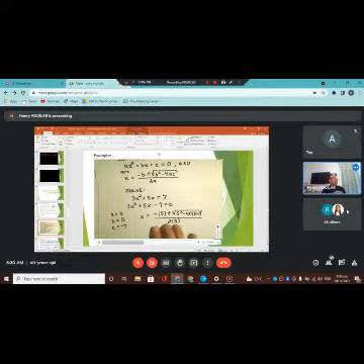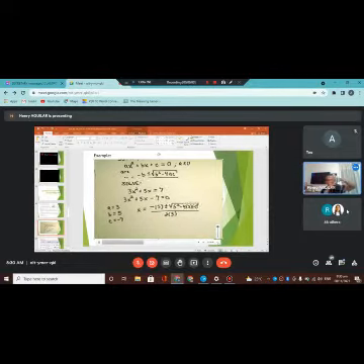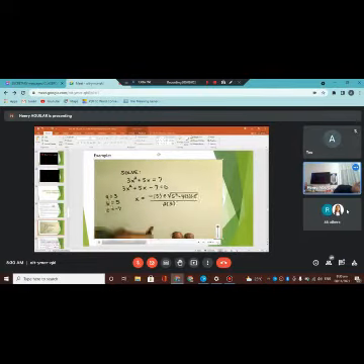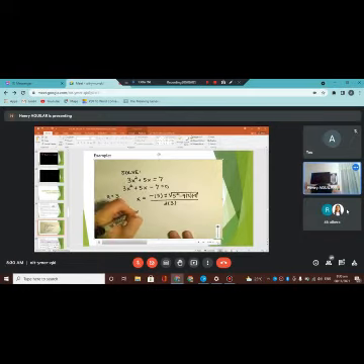So now it's just a matter, again, of simplifying down this expression. So we have x equals negative 5 plus or minus the square root.